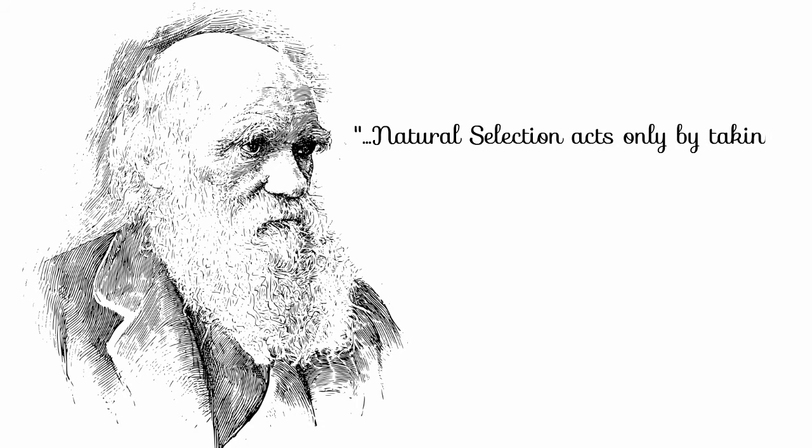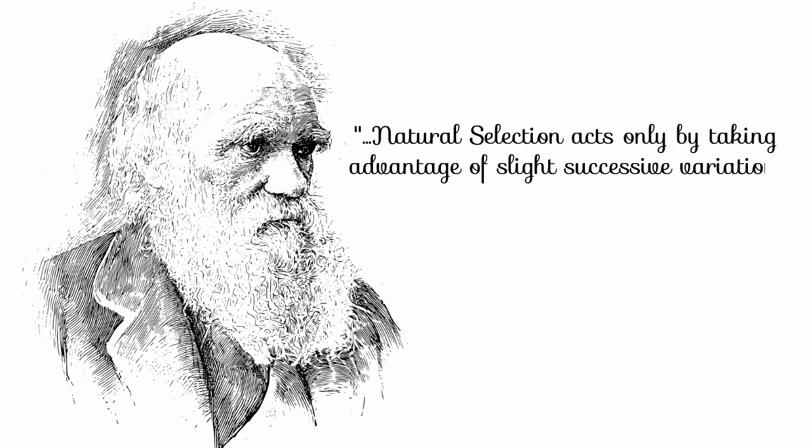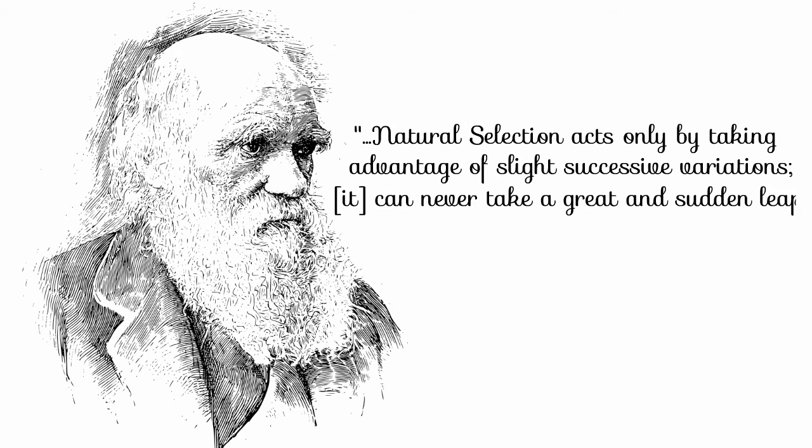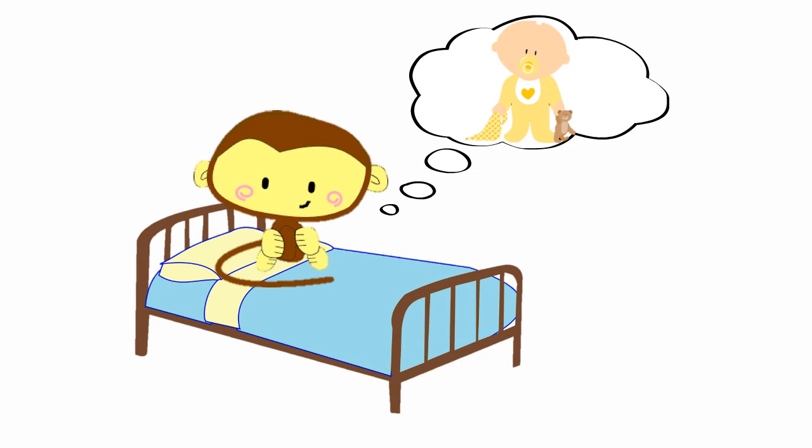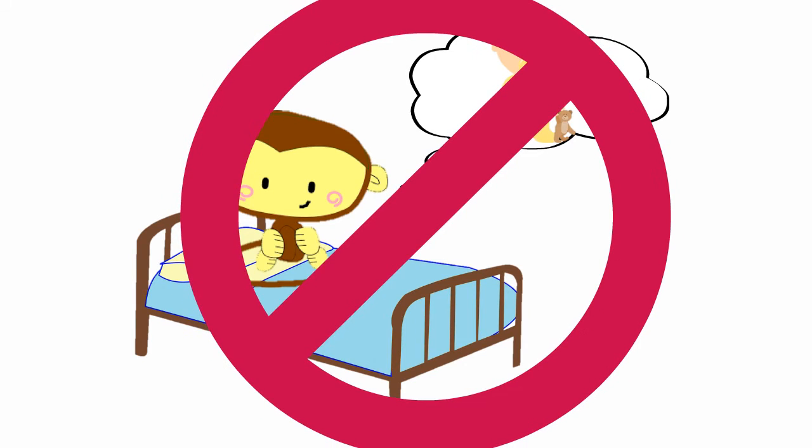However, both natural selection and evolution are slow processes. Darwin himself wrote, "Natural selection acts only by taking advantage of slight successive variations. It can never take a great and sudden leap, but must advance by short and sure, though slow steps." Evolution didn't happen instantly. It's not like a monkey one day woke up and realized it was human. No, it's something that takes time.